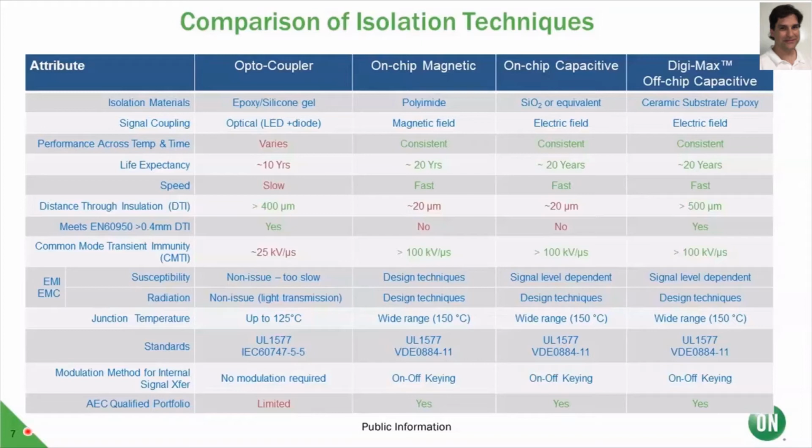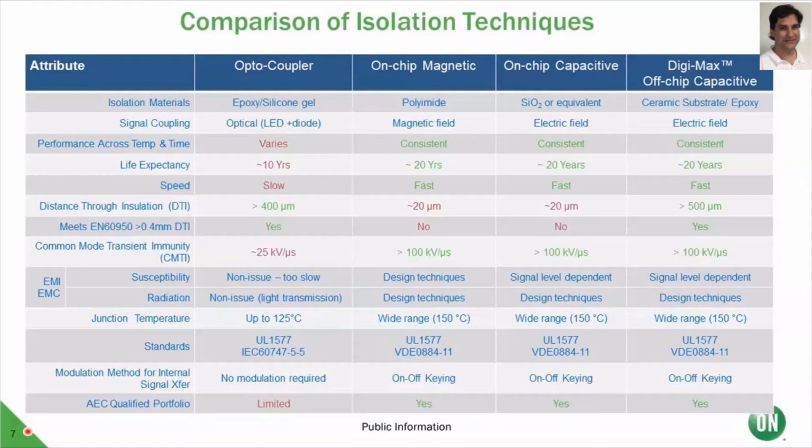The IEC standard EN 60950 has recently been replaced with a new, updated standard. However, the original standard had a 0.4 millimeter distance through insulation requirement. There were testing options derived to work around that requirement to allow digital isolators into the market. However, our optocouplers and our Digi-Max continue to adhere to the original intent of that standard and do not require test-around options to get around that original requirement.